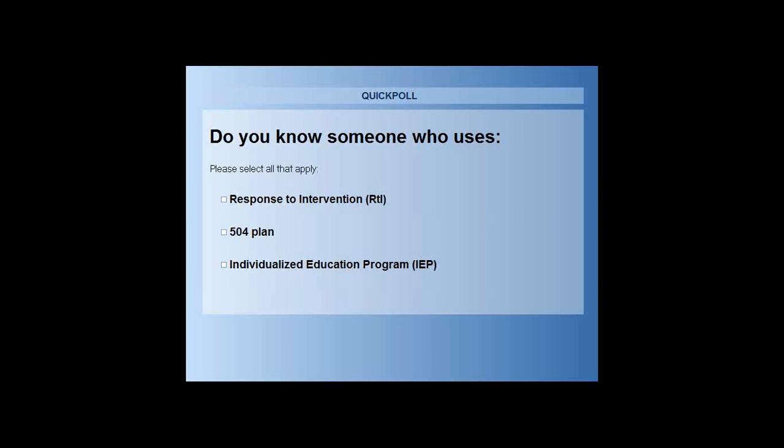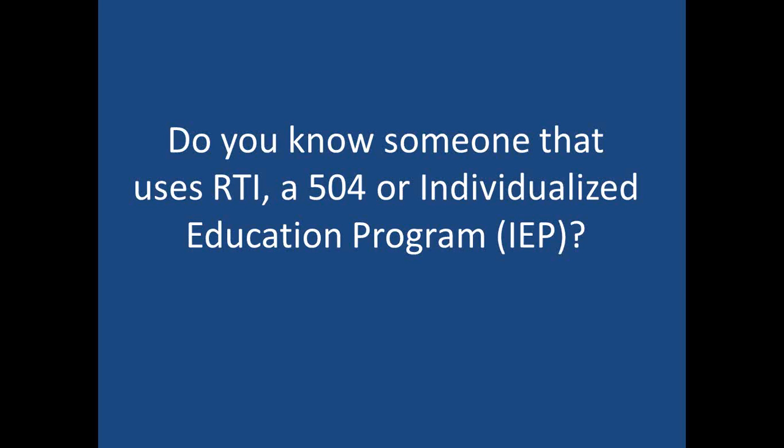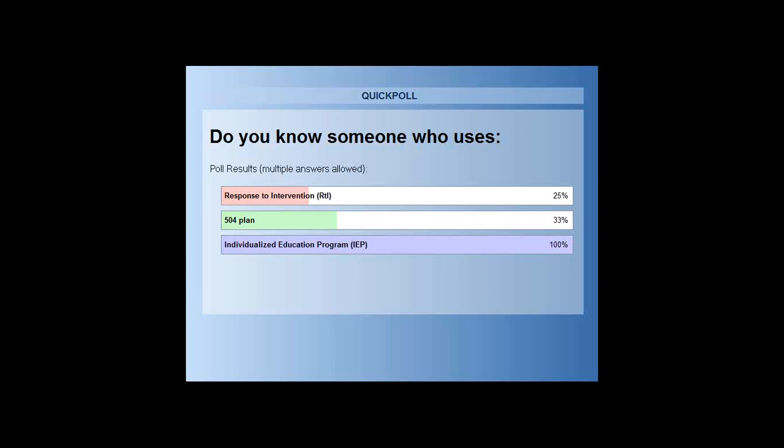Oh, we definitely have people with experience with more than that because we have more than 100% votes coming in. Okay, everyone has voted, so let me close that and share those results. So 100% of our audience has experience with IEPs, and then a third, 33%, with 504 plans, and just a quarter of the audience with response to intervention. So I'm going to hide those results.